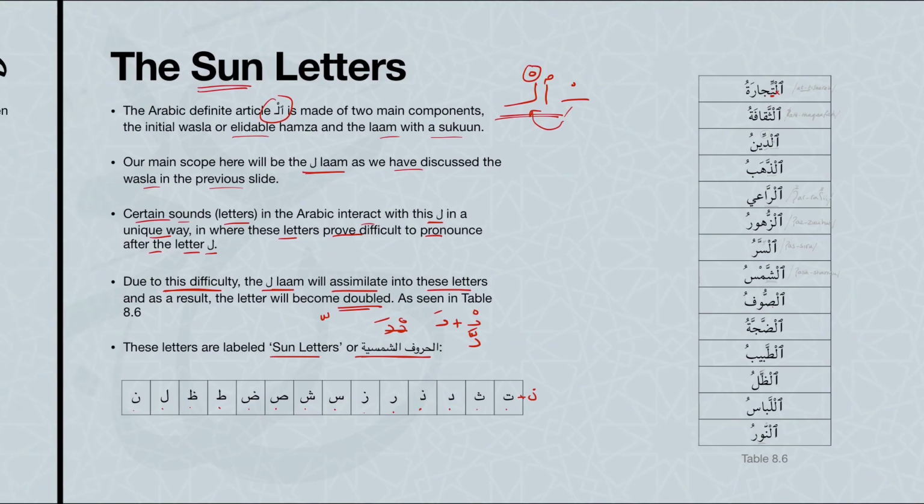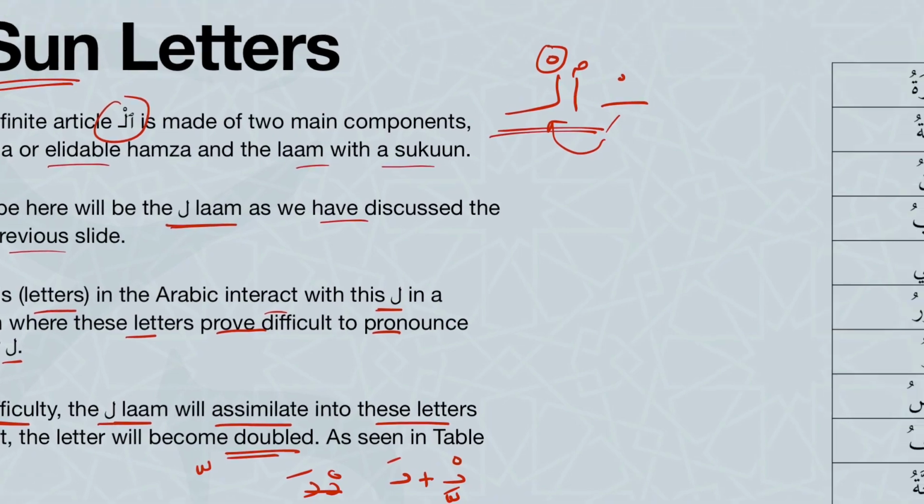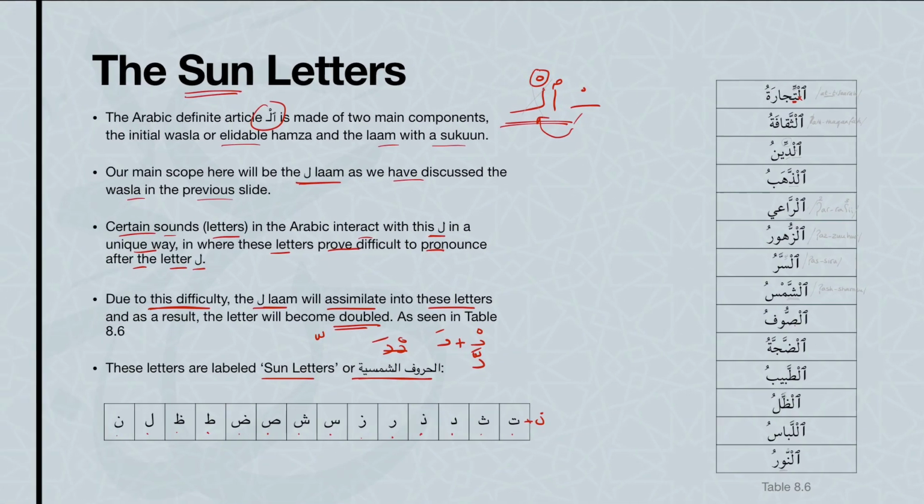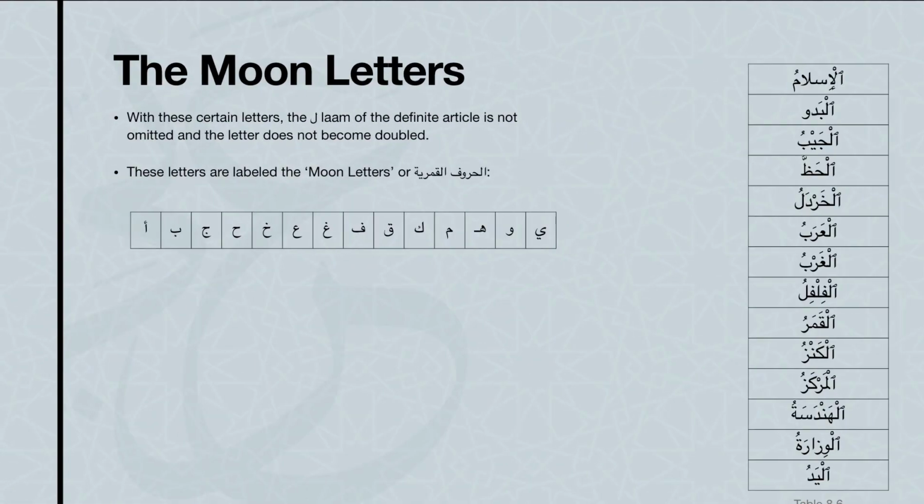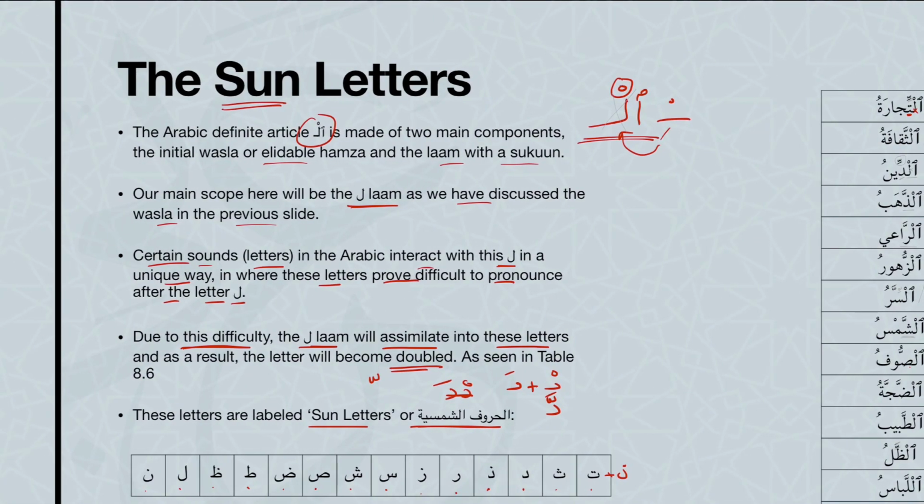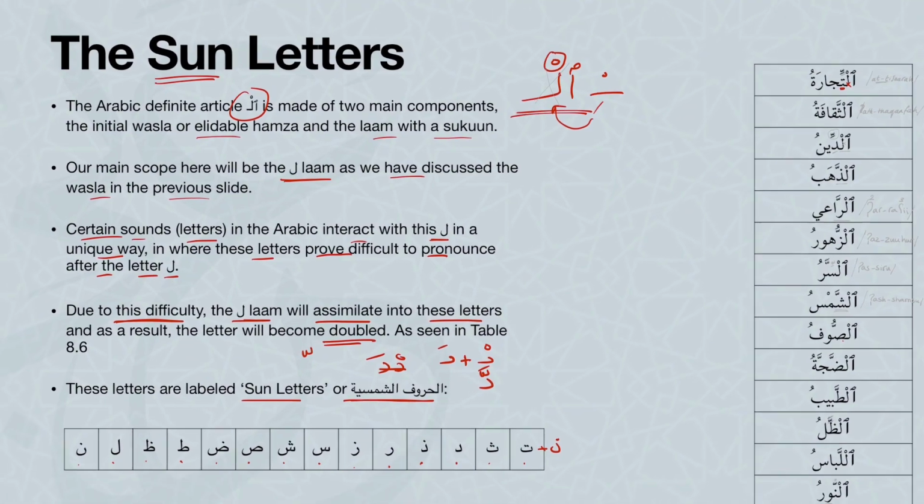So is the concept of the sun letters clear? As in, the lam is completely gone, we do not pronounce it. The moon letters are the exact opposite. With the moon letters, the lam of the definite article is not omitted and the letter does not become doubled. So both features of the sun letters, omitting the lam and doubling the letter after it, do not exist. You produce the lam, you pronounce it, and the letter after it is not doubled. These letters are the alif, ba, jim, ha, kha, ain, ghain, fa, qaf, kaf, mim, ha, waw, and ya. We call them the moon letters. If you learn the sun letters, anything besides them is a moon letter because it's divided in half, so if you know these, you will automatically know the others.